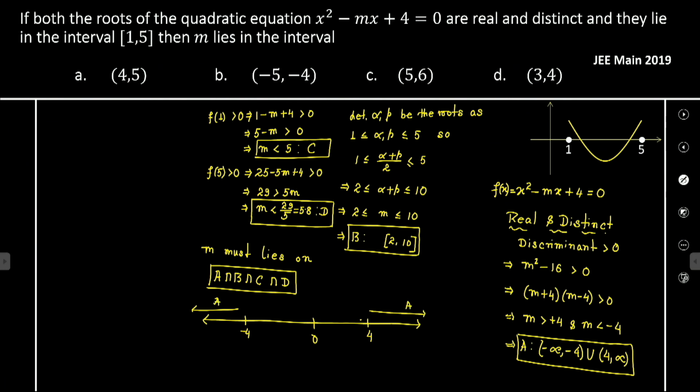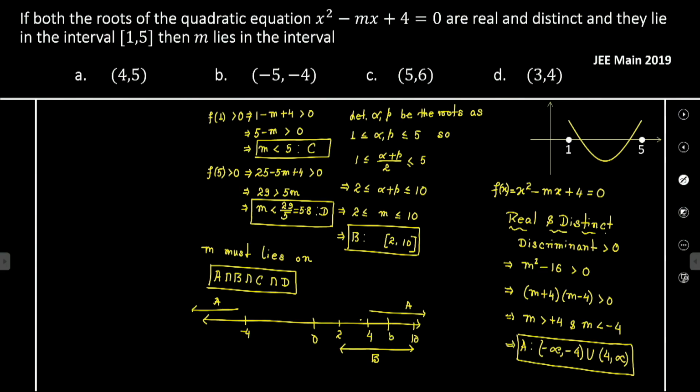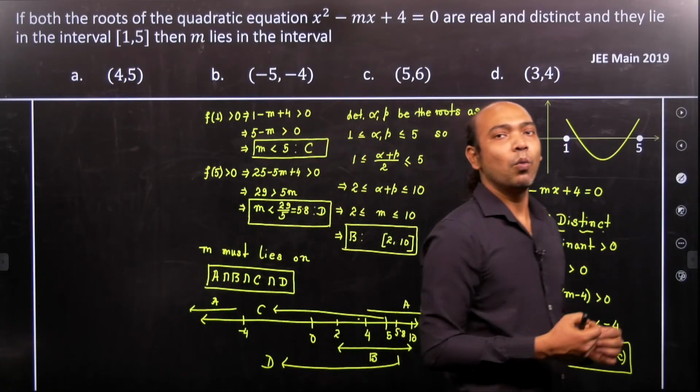So A is done. Let's concentrate on the second interval, that is 2 to 10. So I mark somewhere at the midpoint as 2 and somewhere here it's 10. So any values that lie between 2 to 10 are represented by B. Now let's consider the C interval, m less than 5. So I just put a point 5 and anything less than that will represent C. And the last one D, I have to mark somewhere 5.8, and any values less than that will represent D.